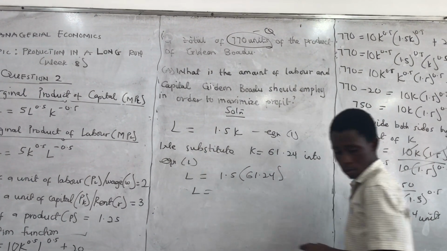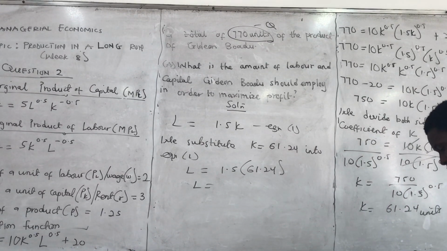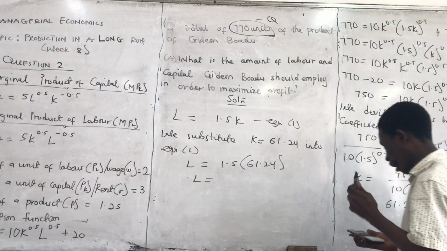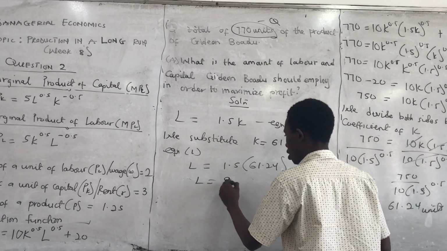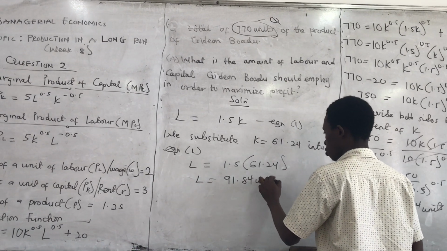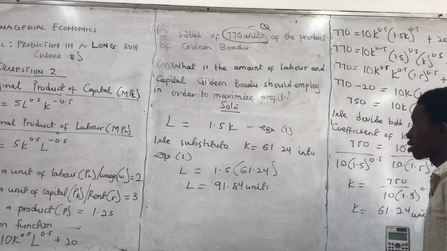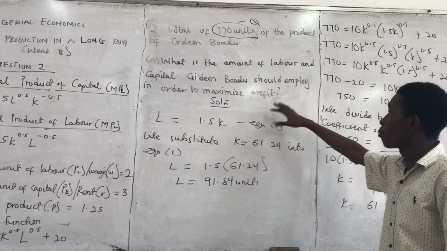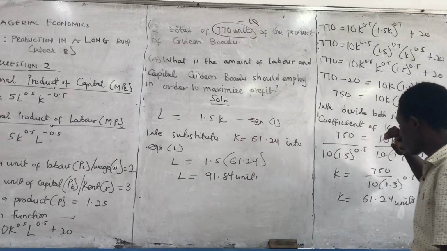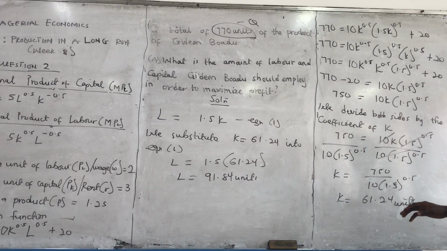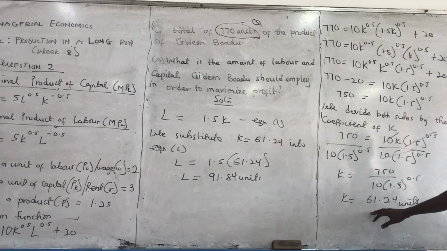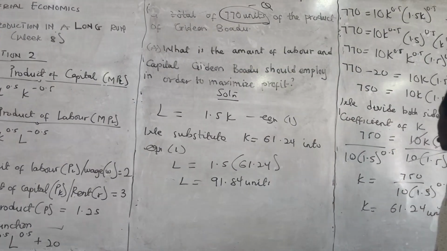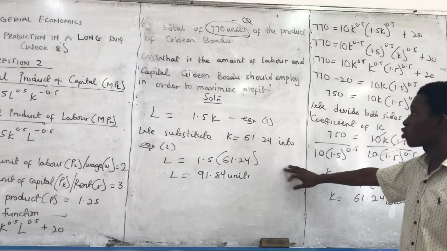So labor is equal to 1.5 times 61.24. We have labor to be 91.84 units. So basically, the A question, this was what you were trying to ask. What is the amount of labor and capital Gideon Boyd should employ in order to maximize profit? Gideon Boyd is expected to employ a capital of 61.24 units and a labor of 91.84 units. So actually, that's how we go about the A part. So we move on to the B part.